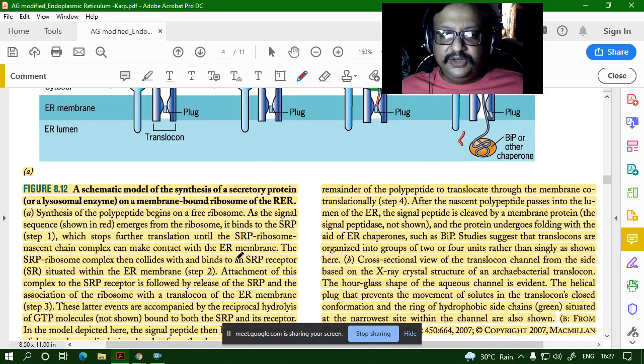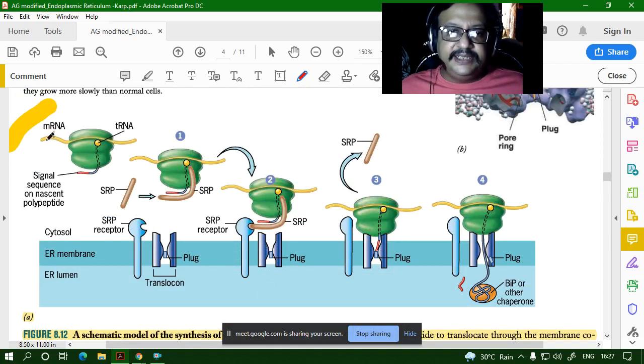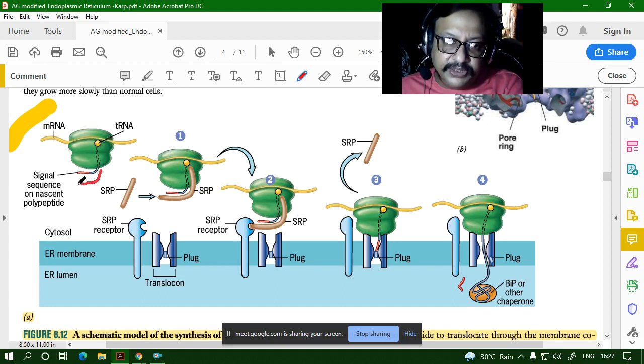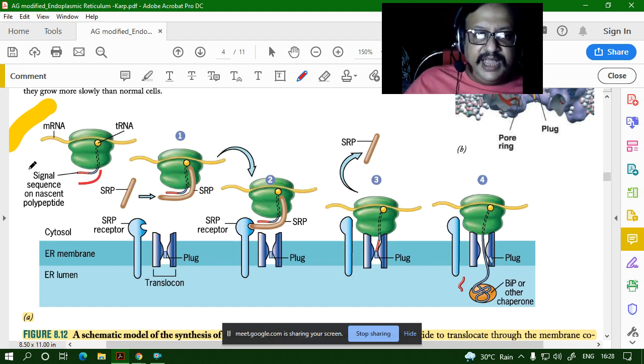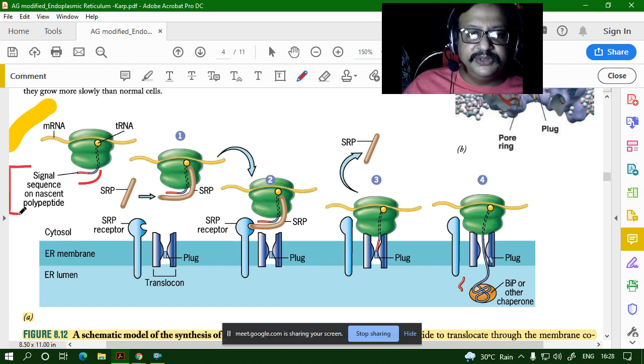All this is written, read all these things. So this is the messenger RNA, on which there are these green colored ribosomes. And this is the transfer RNA which brings amino acids to the ribosomes. And this protein is being synthesized over here. And you have the red colored signal sequence produced. Now there is a protein in the cytosol known as SRP, signal recognition particle, or signal recognition protein. This recognizes this signal sequence.